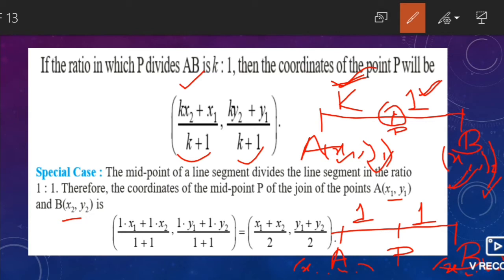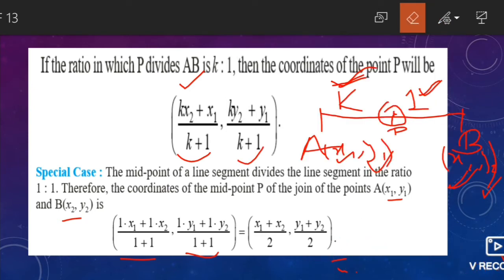So what will be the section formula? 1 into x2 plus 1 into x1 by 1 plus 1, and 1 into y2 plus 1 into y1 by 1 plus 1. That is, the formula will be (x1 + x2) / 2 and (y1 + y2) / 2. That means if P is the midpoint of AB, the coordinate of P will be ((x1 + x2) / 2, (y1 + y2) / 2).